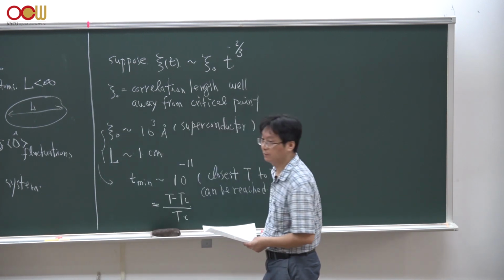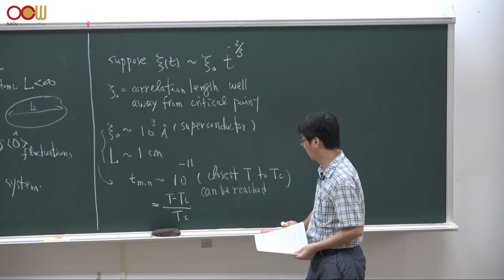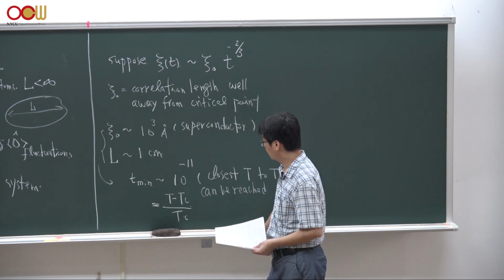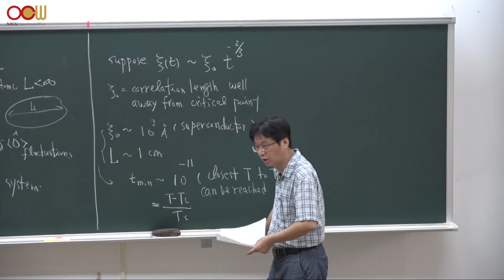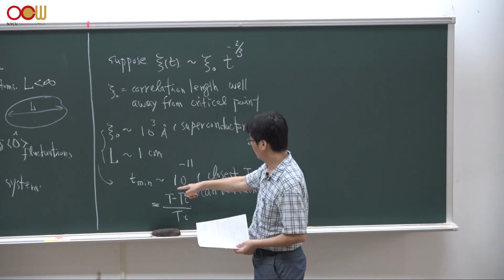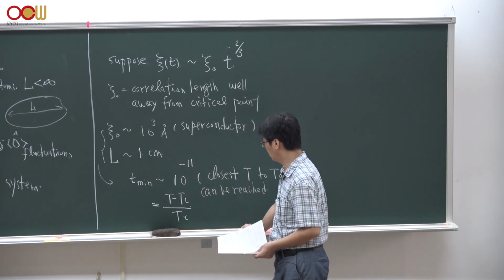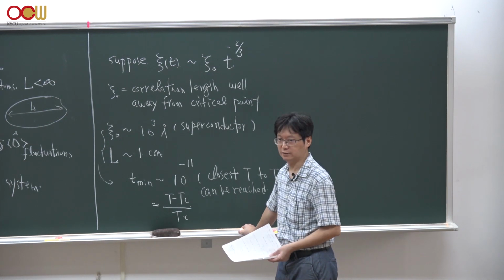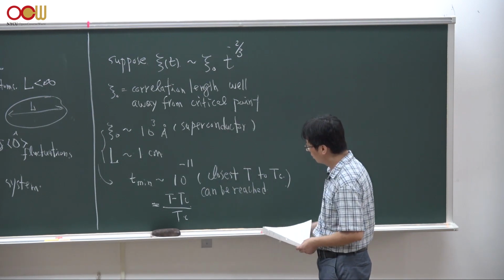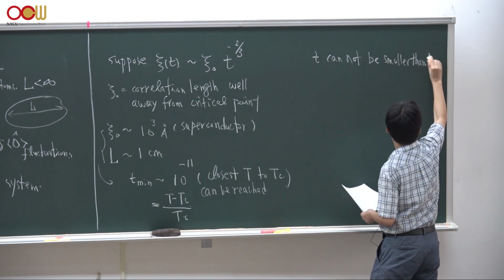So suppose the critical temperature for a superconductor is about, say, 10 Kelvin, or 100 Kelvin for high Tc materials, and that t_min is 10^-11, which means you could go as close to Tc as possible in the lab, and the relative difference between the temperature you can reach and the critical temperature Tc is really, really tiny. But even so, we cannot push this little t any lower than t_min. So little t cannot be smaller than t_min.